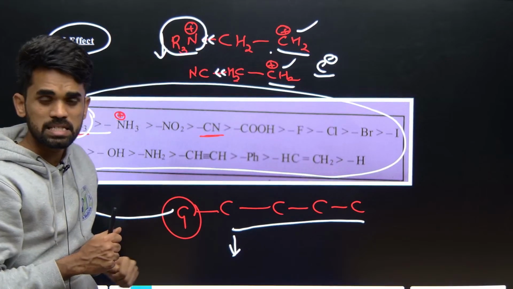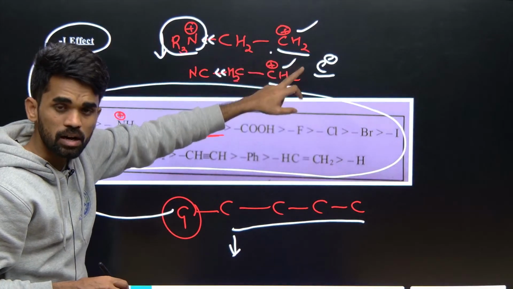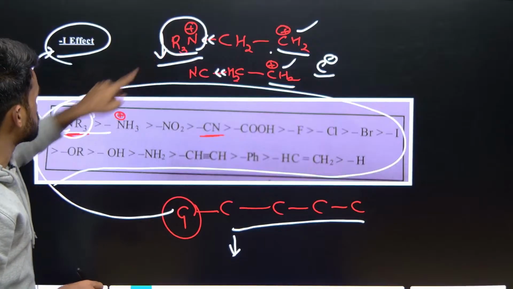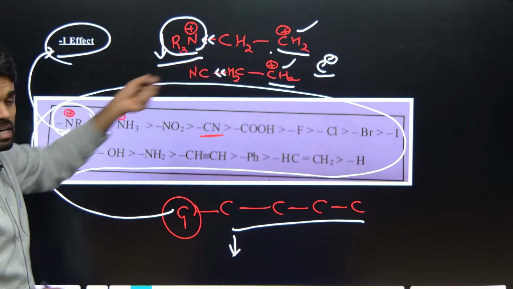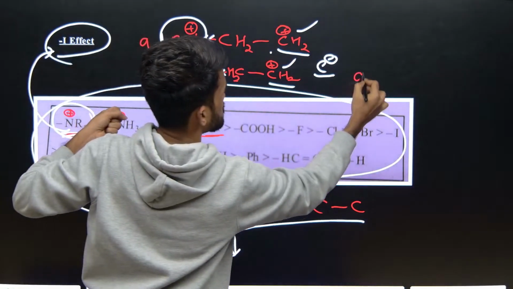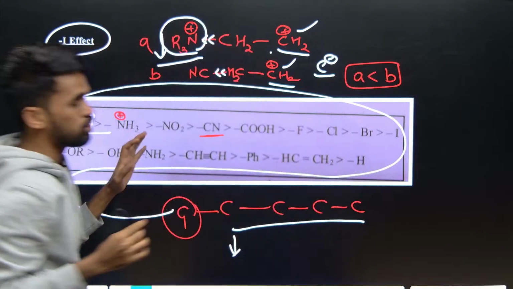Therefore, which is less stable here? The stability of this carbocation further decreases when we add this NR3 because it has more ability to drag the bonded electrons. Therefore, between A and B I can say A is less stable than B. Okay, this is how you can use this order to solve the questions.